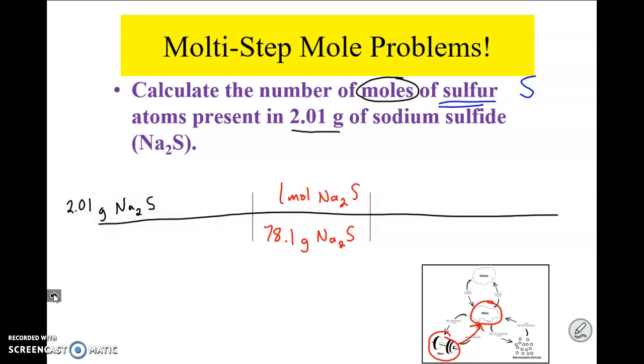So here's what I'm going to do. I don't go to particles, but what I am going to look at, I'm looking for moles of sulfur. So in 1 mole of Na2S, I'm looking for how many sulfur atoms there are. There would be 1 mole of sulfur atoms, specifically. We call this a mole-to-mole ratio. When I calculate, final answer, 0.0257 moles of sulfur atoms.